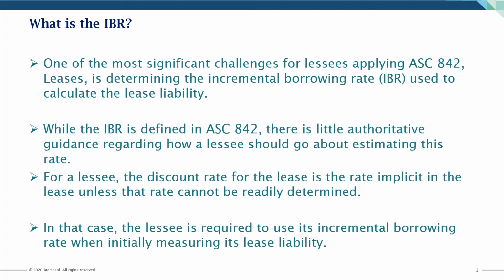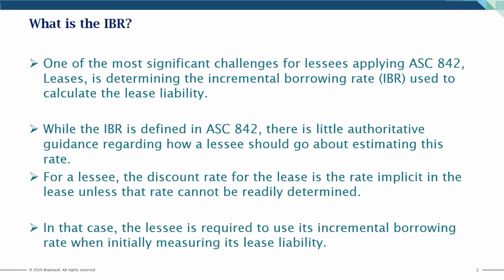For a lessee, the discount rate for the lease is always the rate implicit in the lease, unless the rate cannot be readily determined. What does that mean? That means that when a lessor leases you a piece of equipment or a vehicle or what have you, they will know their incremental borrowing rate, or they will know the rate implicit in that lease. You as the lessee, though, just get a schedule of payments. So you really don't know what that rate implicit in the lease is.